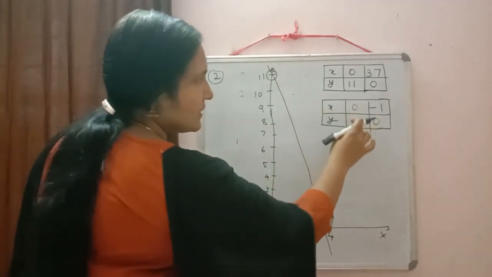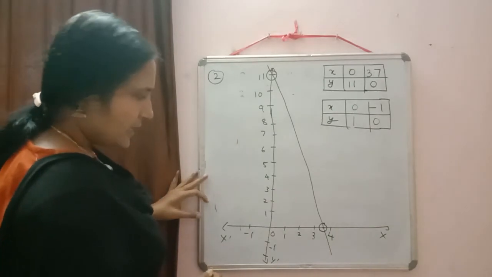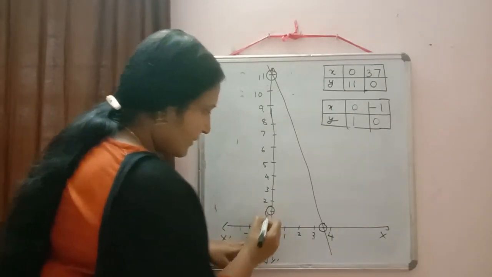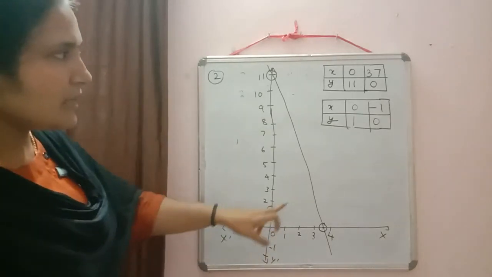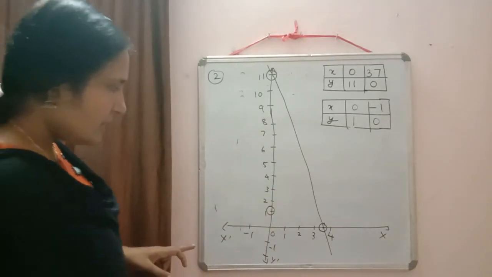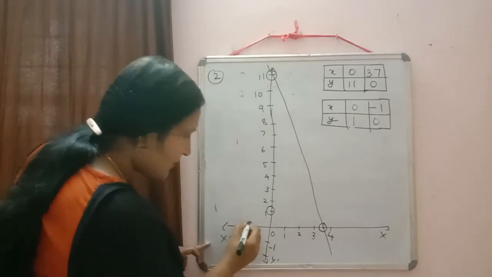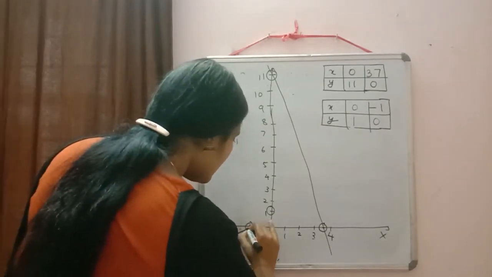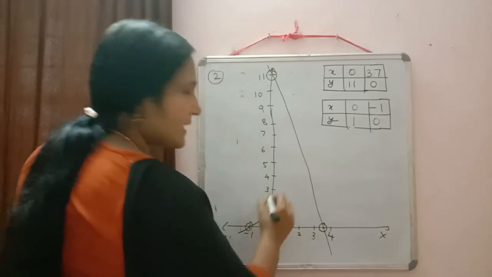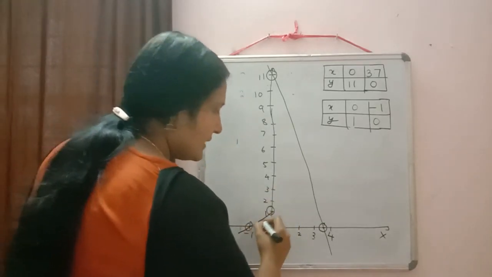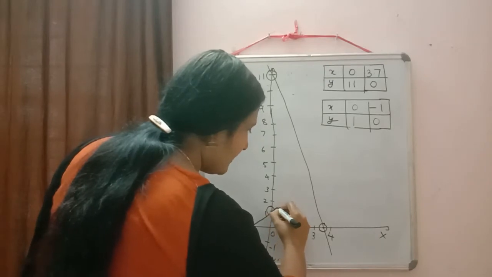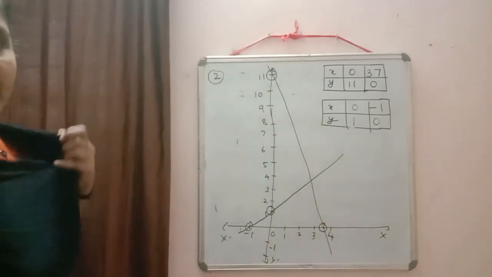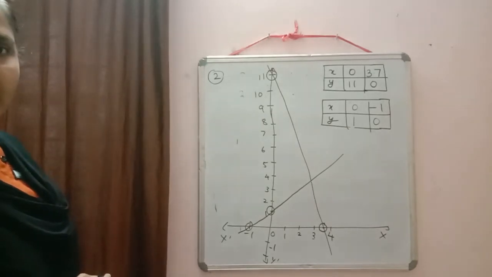X equal to 0 and Y is equal to 1. So 0, 1 will be the point. And the second one will come minus 1, 0. Minus 1, 0 will be here only. So if I join these 2 points, at present they are not intersecting each other. Then what should I do? Yes, we have to extend the line so that they can intersect each other. So they are intersecting each other at one point.